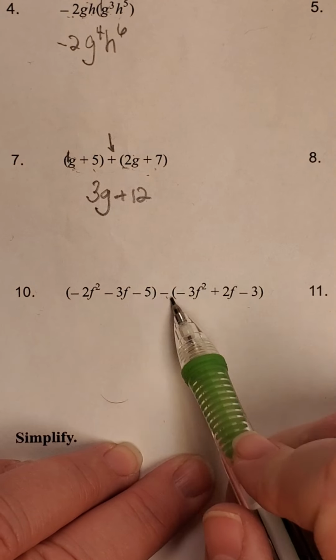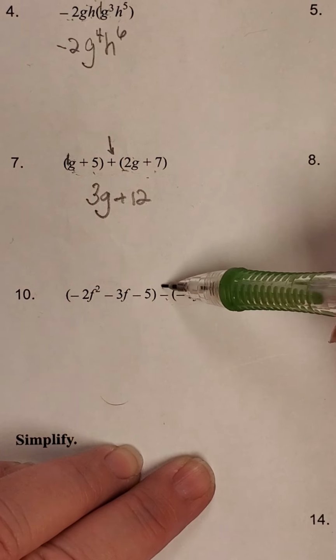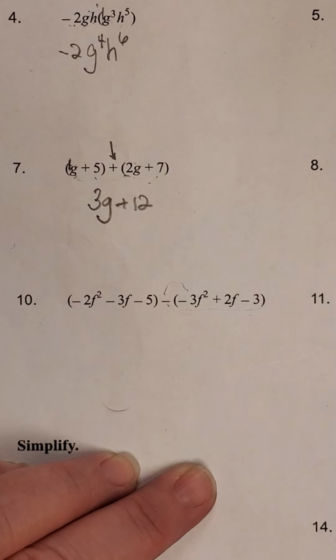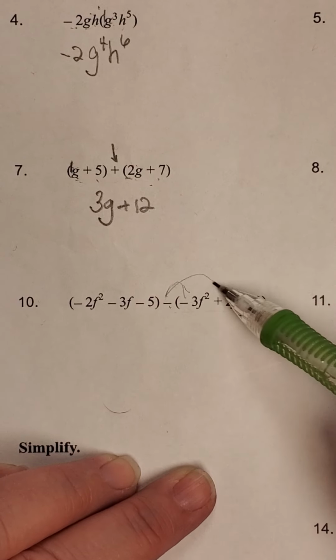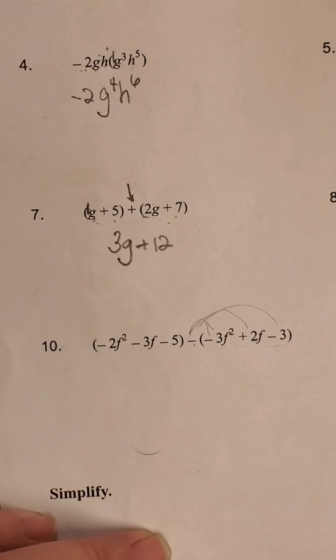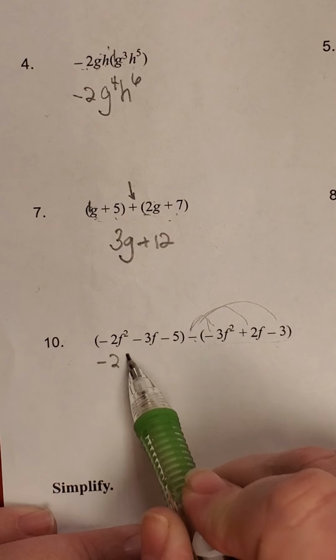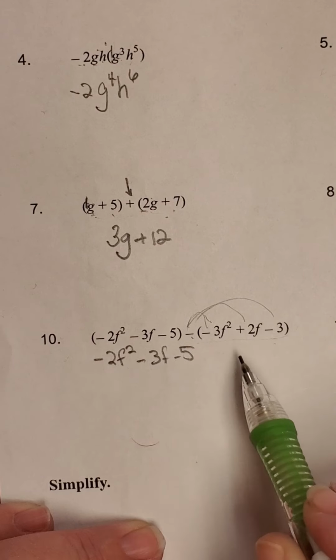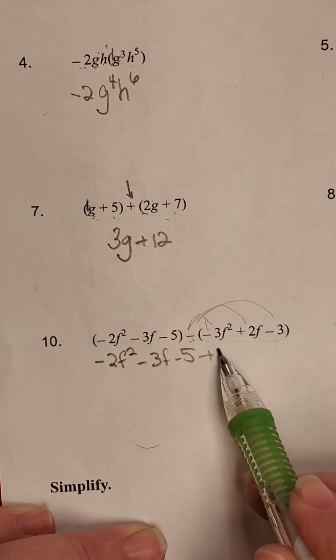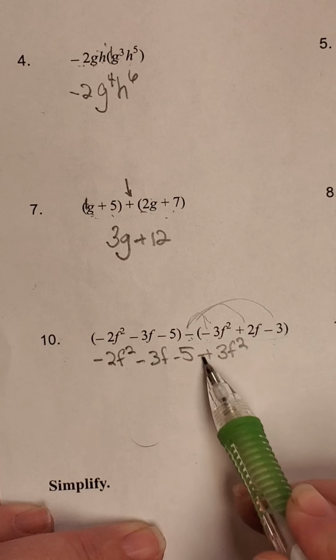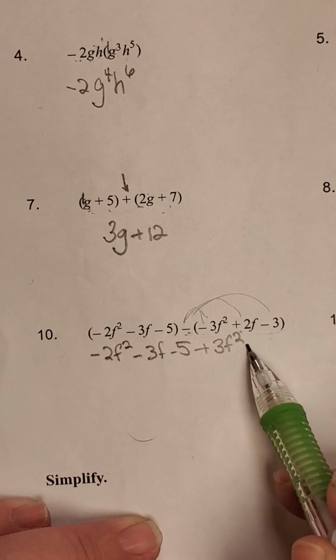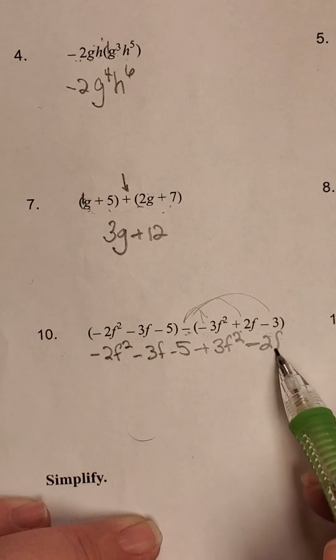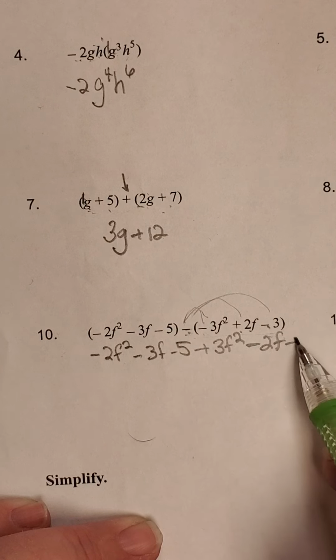Down here, same kind of thing we got going on. This negative, we're subtracting all of this. So we're going to distribute this negative to each one of these. So I'm just going to rewrite it then. So negative 2f squared minus 3f minus 5. And then minus a minus becomes plus 3f squared. Minus a plus makes it a negative 2f. And minus a minus becomes a plus 3.